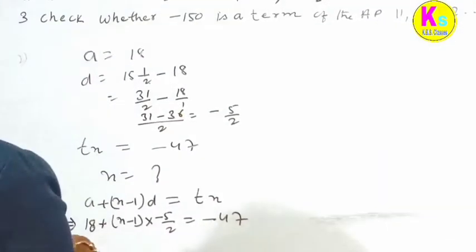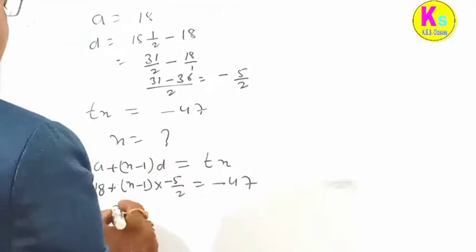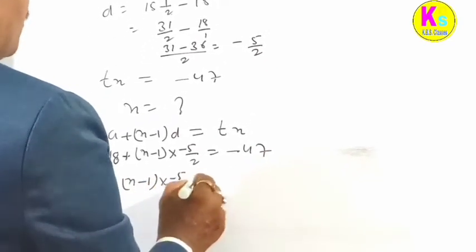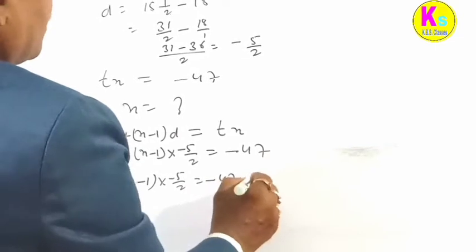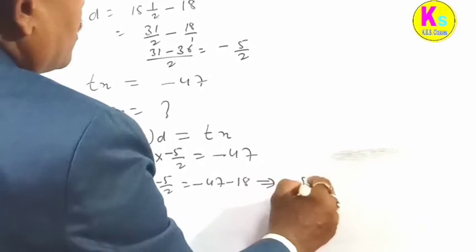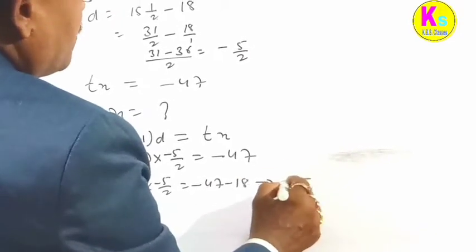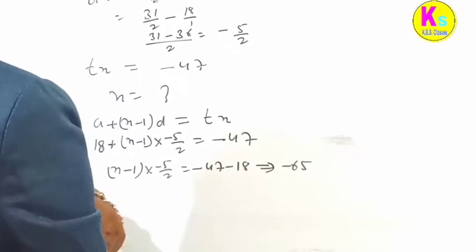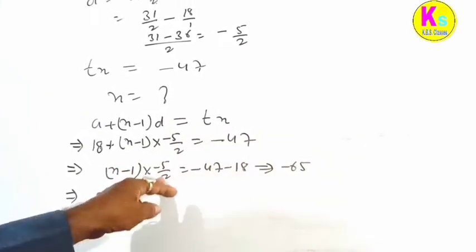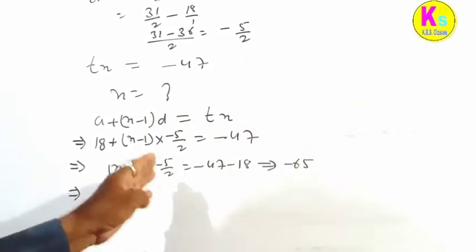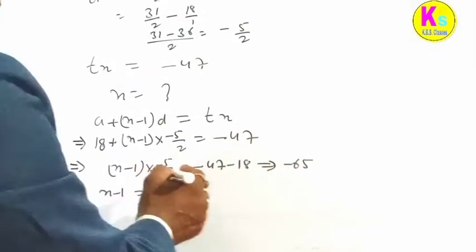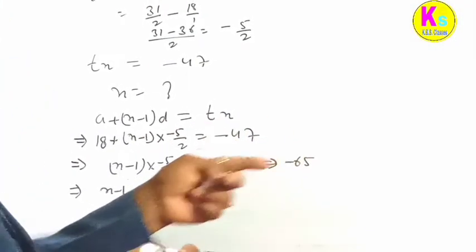Now solve it. 18 should be taken to that side. n minus 1 into minus 5 by 2 is equal to minus 47 minus 18. This becomes minus 65. Then n minus 1 is equal to, when you transpose this to the right hand side, the sign will change. The into means multiplication will be changed into divide.